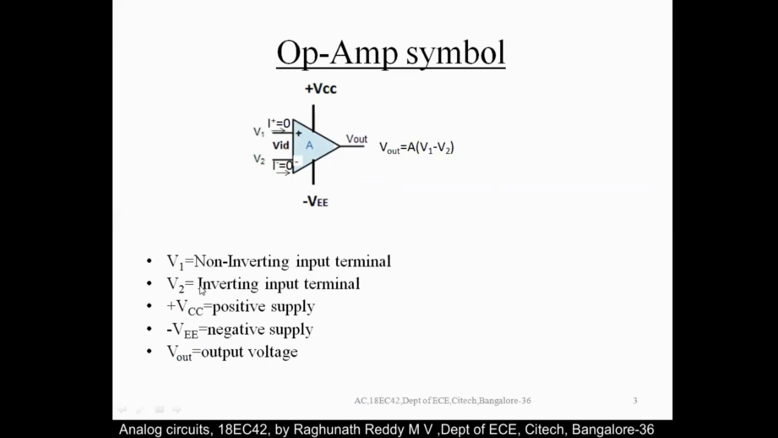If you apply any voltage to the inverting input terminal, there is a 180-degree phase shift between V out and the inverting input terminal. VCC is the positive power supply, VEE is the negative power supply, and V out is the output voltage, which is proportional to the input differential voltage. The proportionality constant is called the open loop voltage gain, which is very high.